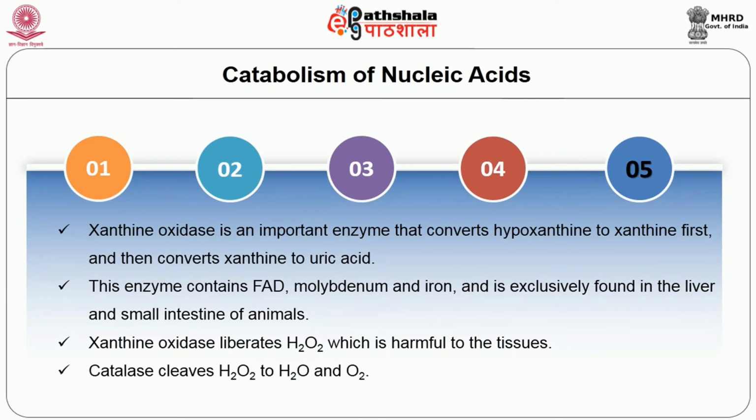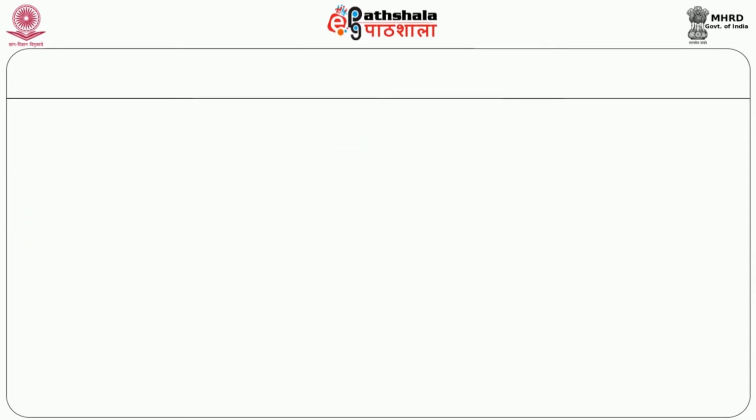Xanthin oxidase is an important enzyme that converts hypoxanthine to xanthin first and then converts xanthin to uric acid. This enzyme contains FAD, molybdenum and iron and is exclusively found in the liver and small intestine of animals. Xanthin oxidase liberates hydrogen peroxide, which is harmful to the tissues when not scavenged. Catalase is an enzyme that can effectively cleave hydrogen peroxide to water and oxygen.